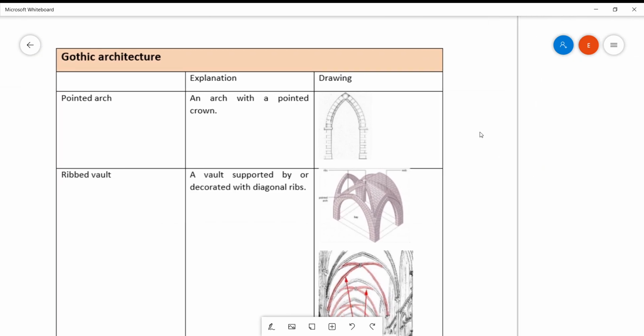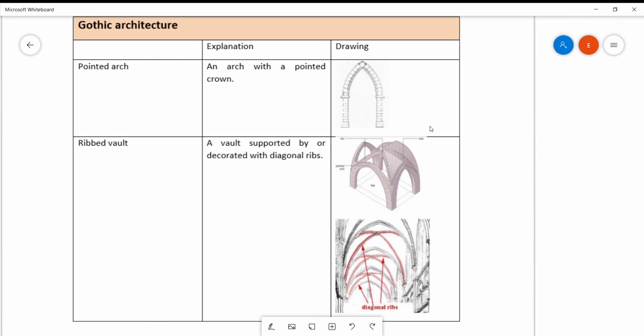Okay, so the first element is a pointed arch. A pointed arch is an arch with a pointed crown. Okay, you can see here the pointed crown, una punta. This is very different from the round arch, as you can see. If we put together a lot of pointed arches, we will get a rib vault.